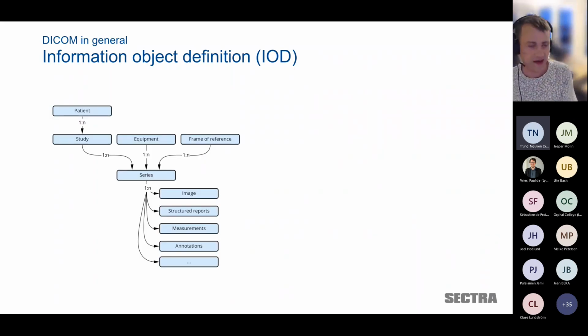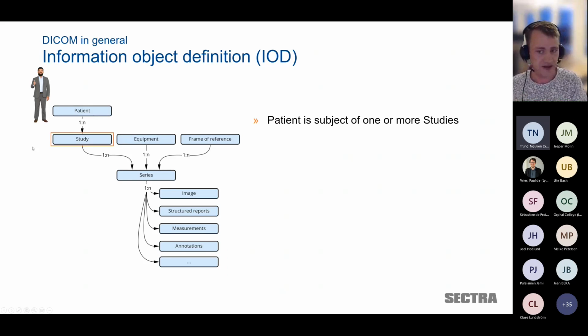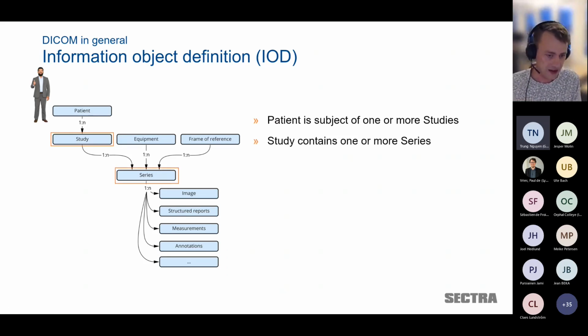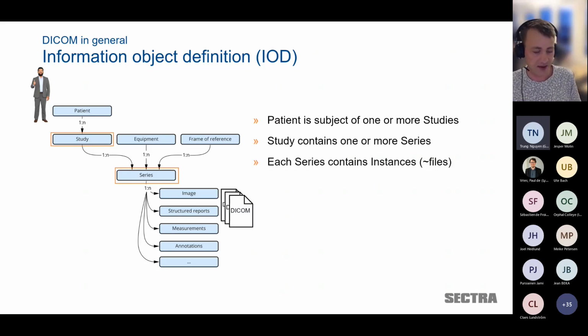And the way DICOM organizes the data or objects is described in this figure, where we start with having a patient up here. So the patient can be part of one or more studies, and the study will contain one or more series. And the series is where we store files. And it can be different types of files in a series. So you can have image files, you can have structured reports or measurements or annotations and other things.